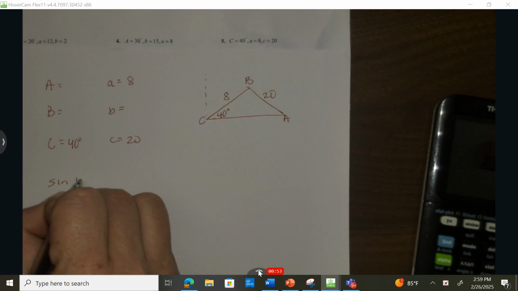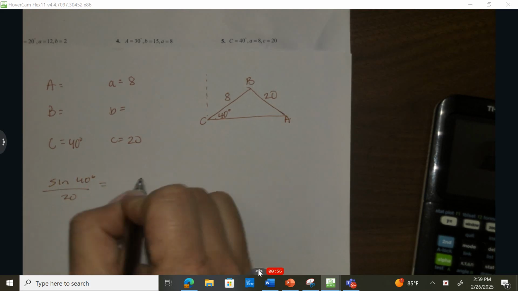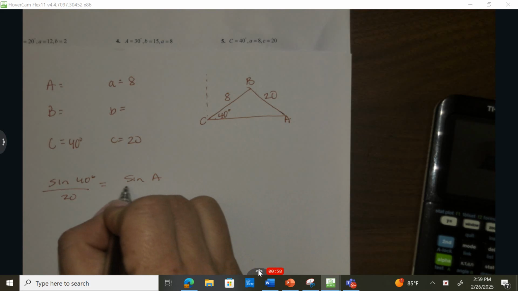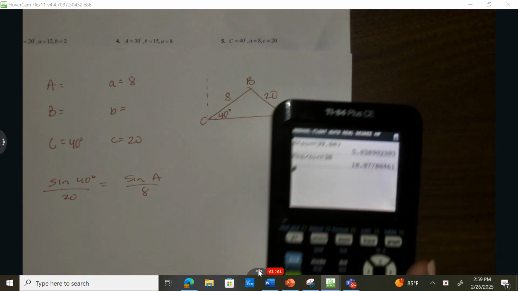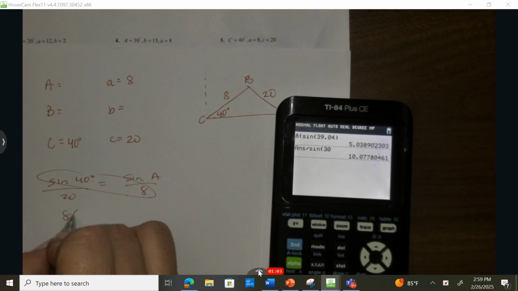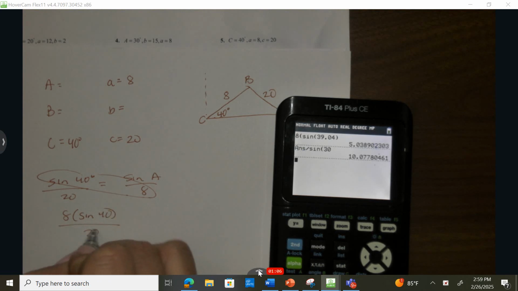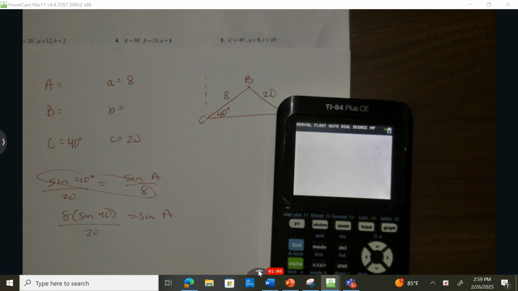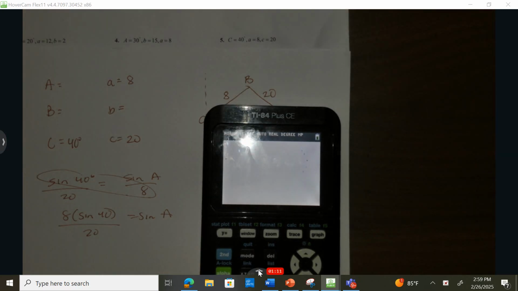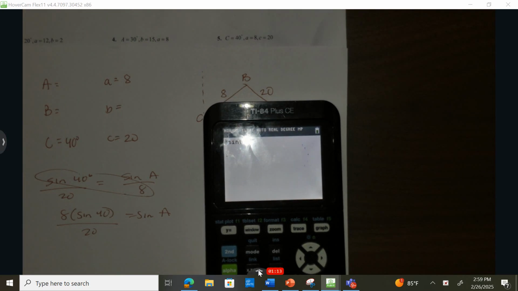So I'm going to do sine of 40 degrees over 20 equals sine of angle A over 8. I would cross multiply here to get 8 sine of 40 divided by 20 equals the sine of A. I'm in degrees, so I'm going to go 8 sine of 40 degrees, and then divide by 20. What does this tell me? Because the sine value is between -1 and 1, I will have a triangle. Now, there could be two triangles, but there definitely would be one.